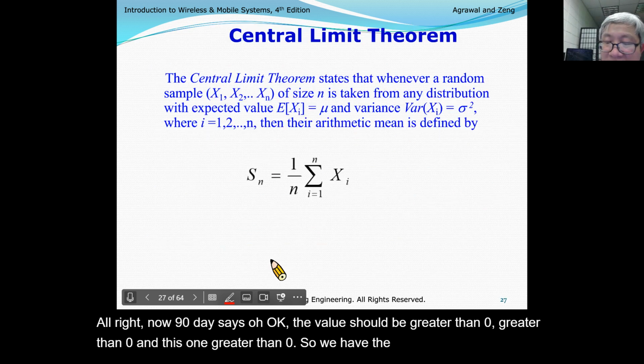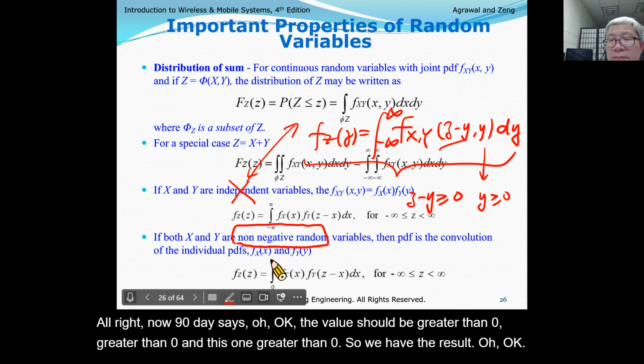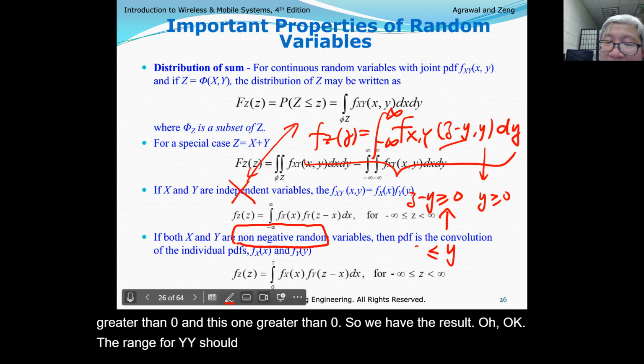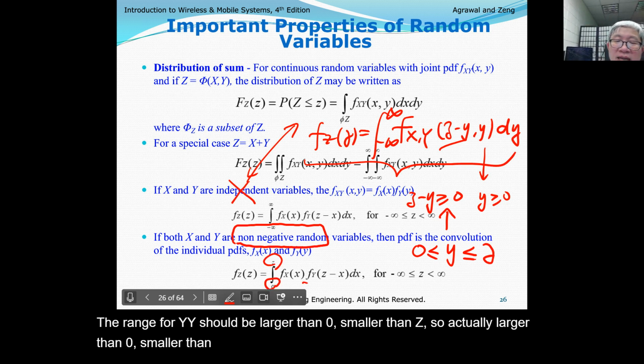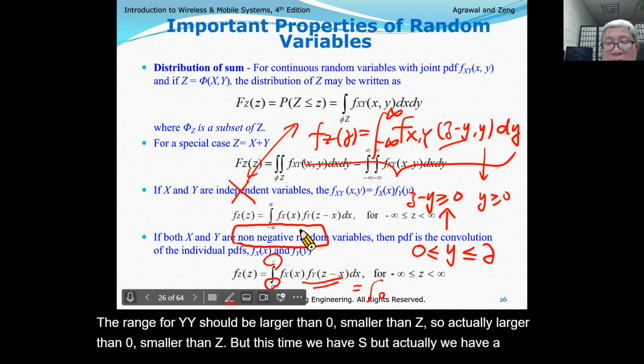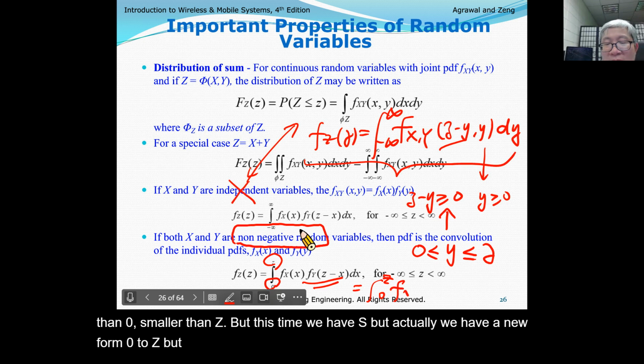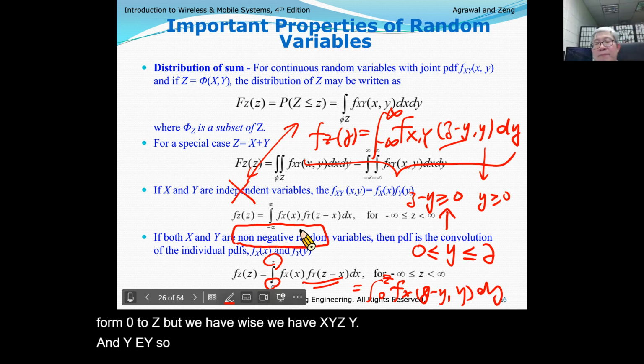The range for y should be larger than 0 and smaller than z. So we have a new form, 0 to z. But we have y, so we have x, y, z minus y, and y, dy. Likewise the same.